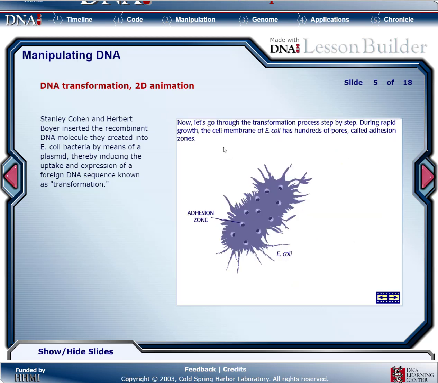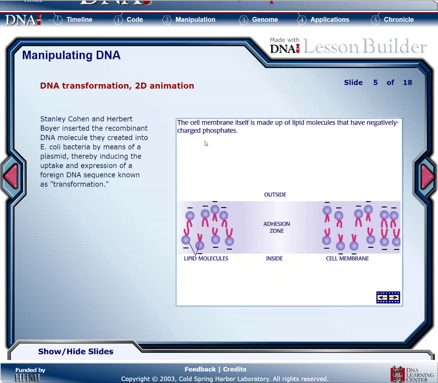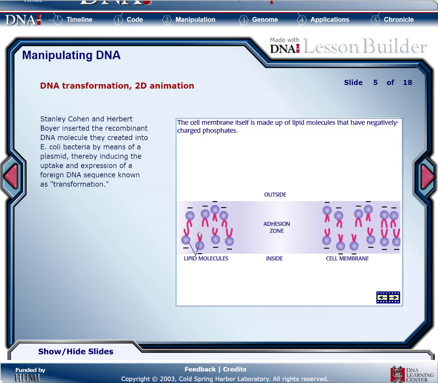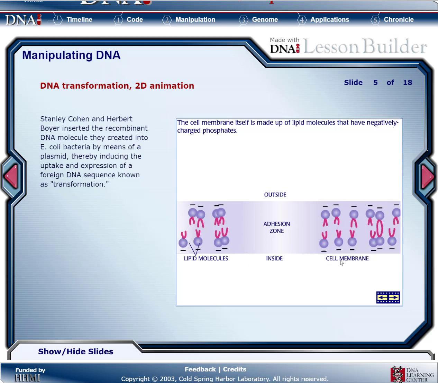Alright. Now let's go through the transformation process step by step. During rapid growth, the cell membrane of E. coli has hundreds of pores called adhesion zones. Okay. These pores are the adhesion zones. The cell membrane itself is made up of lipid molecules that have negatively charged phosphates. Okay, lipid molecules. They're all negatively charged.